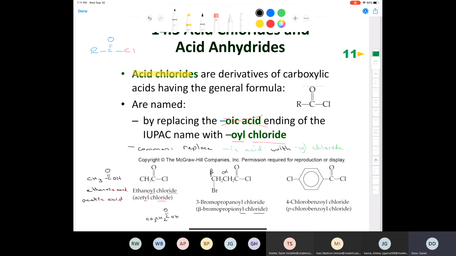Let's take a look at the last one too. It's kind of a fun one. If you had a benzoic acid derivative, this would be 4-chlorobenzoic acid, so it becomes 4-chlorobenzoyl chloride. And there is no common name for benzoic acid. That's the IUPAC and the common name, I guess, and so we call it just para-chlorobenzoyl chloride. That would work as well. All right, there you go. So that's nomenclature of acid chlorides.